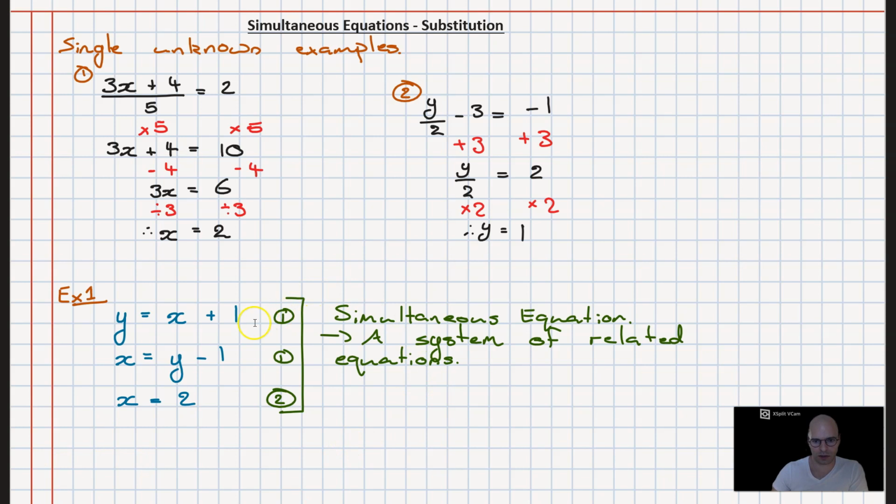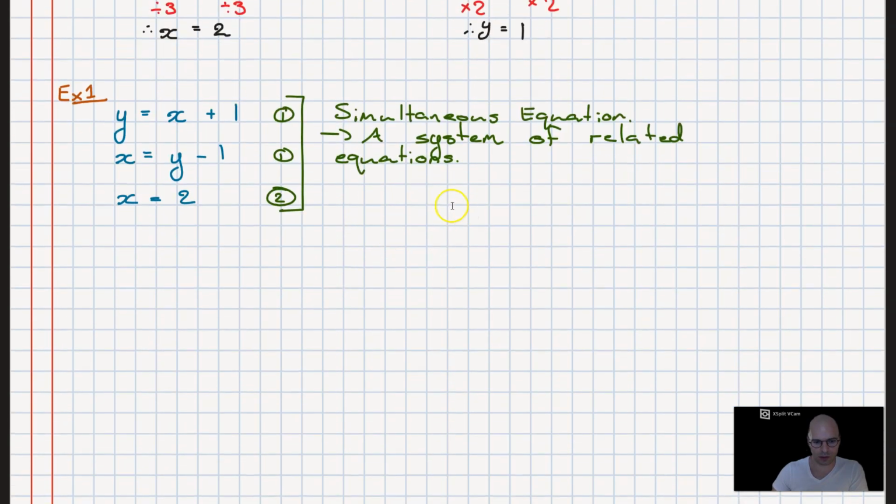Now, the way in which we're going to do that is using a method called substitution. There are actually a few methods in which we can do it, but we'll cover those in later videos. So the first method of substitution, if we're trying to find the values of x and y in this system of equations, is we start off with, say, the first equation, y equals x plus 1. I'm just going to write 1 next to it, so I remember that's equation 1. Then I'm going to get equation 2, and I'm going to write, but x equals 2. And what I'm effectively going to do is substitute equation 2 into equation 1.